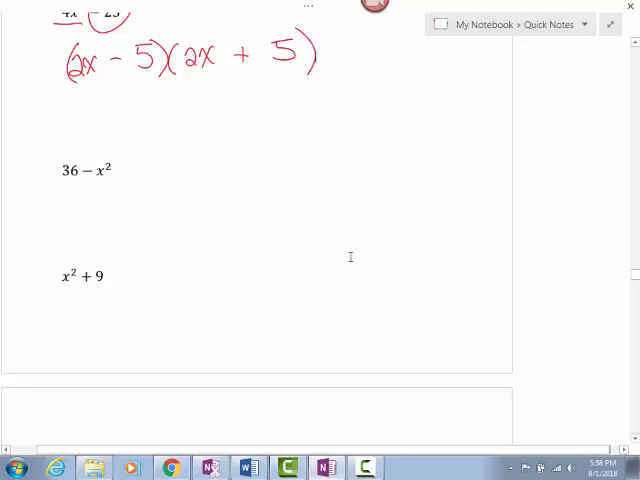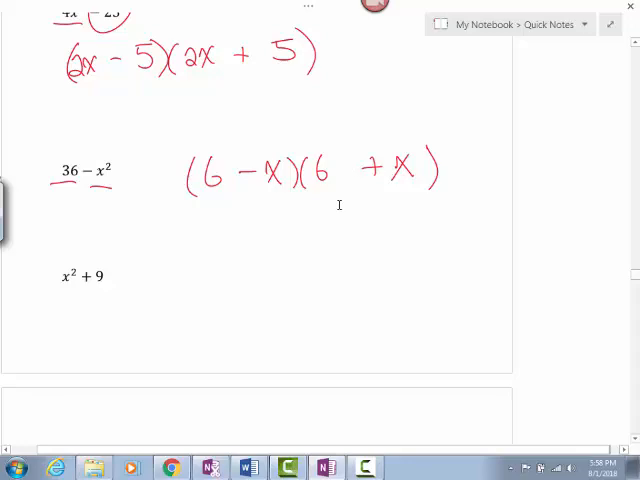Okay. Let's see, the next one here is 36 minus x squared. I want you to notice the order that it's written in. The number is written first, so I'm going to put my numbers first. 6 and 6. One is minus, one is plus. If that's an x squared, that's going to be an x, and that's going to be an x, okay?